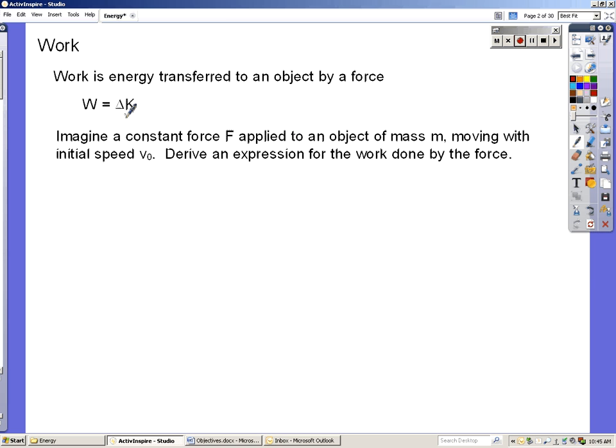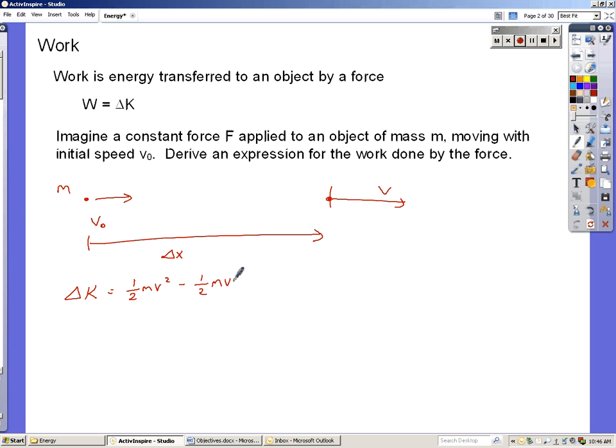So let's say we've got some object initially with mass m, initially moving at speed v0, and we apply a force over a distance delta x that causes this particle to speed up to a final speed v. So we want to find out how much the kinetic energy of this increases. And so delta K is the final kinetic energy minus the initial kinetic energy, which we can write as 1/2 m times v squared minus v0 squared.